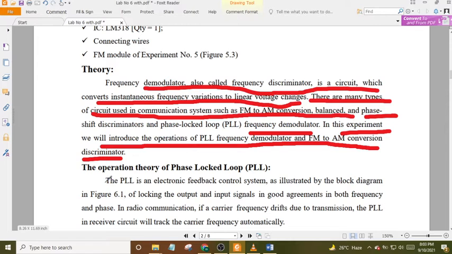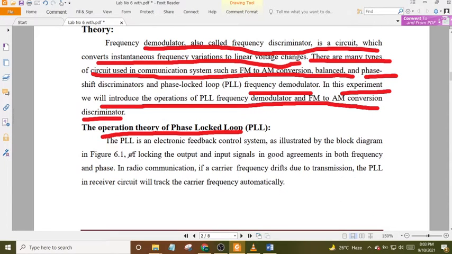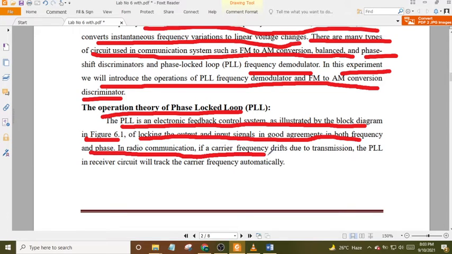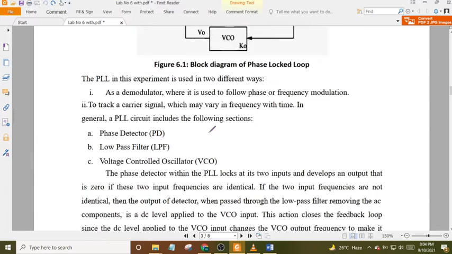The operation theory of phase-locked loop, PLL. The PLL is an electronic feedback control system as illustrated with a block diagram in figure 6.1, locking the output and input signals in good agreement in both frequency and phase. In radio communication, if a carrier frequency drifts in transmission, the PLL receiver circuit will track the carrier frequency automatically. Figure 6.1: block diagram of phase-locked loop.